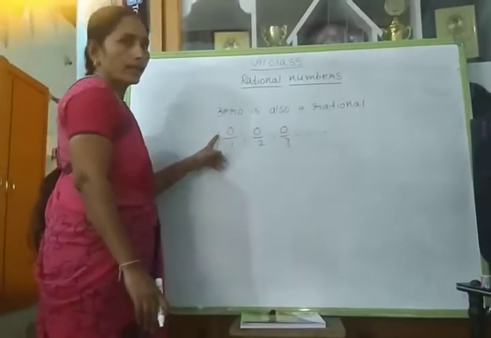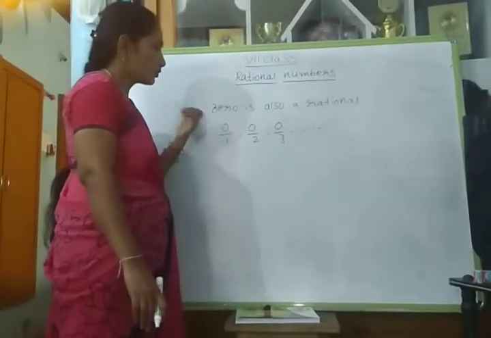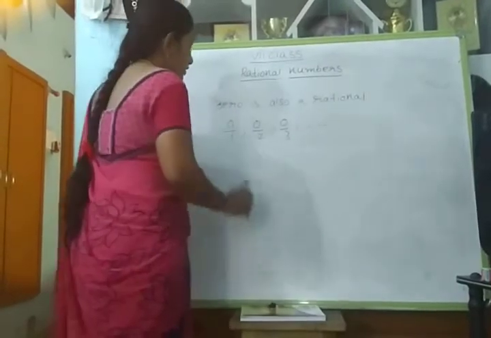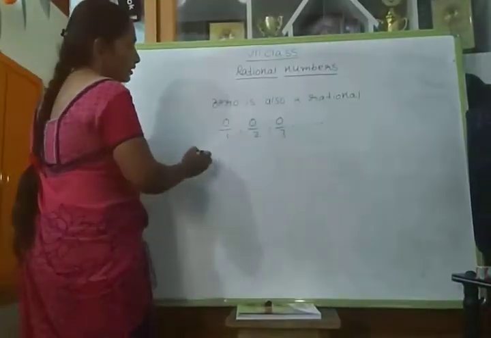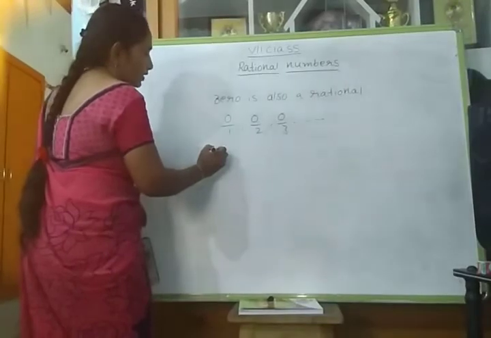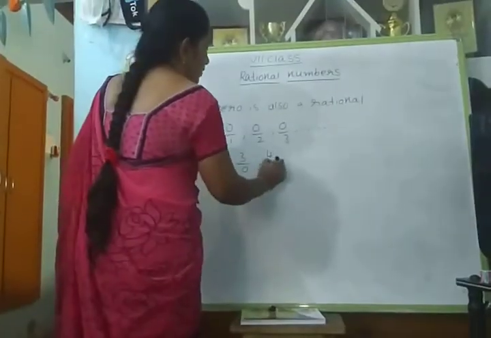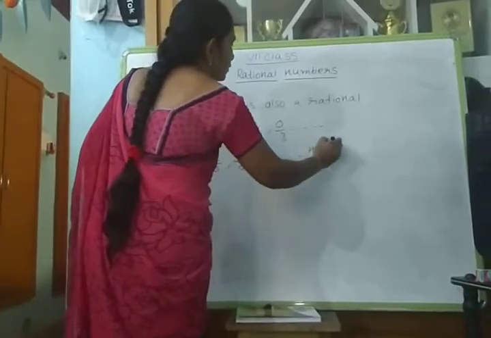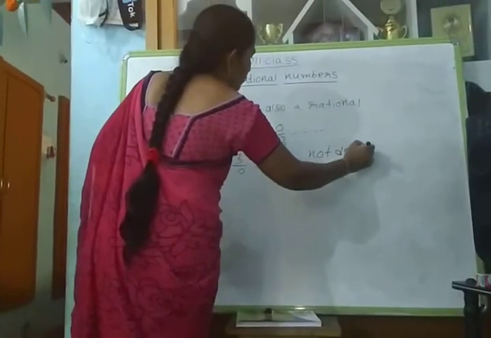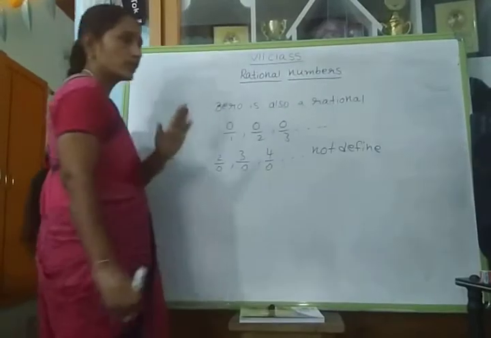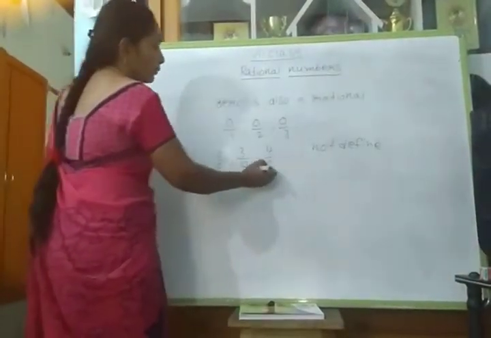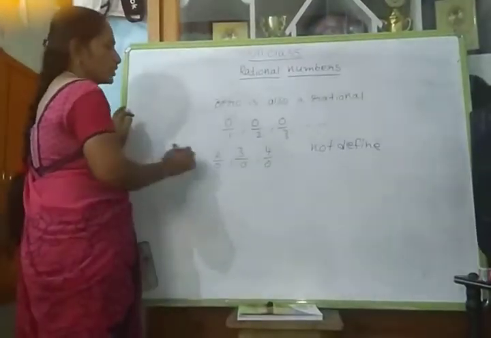In this, we can write 0 like this: 0 by 1 is nothing but 0, 0 by 2. But any number divided by 0, division by 0, is not defined. For example, 2 by 0, 3 by 0, 4 by 0 are not defined. That's why in the definition we said Q is not equal to 0. Q should not be 0, then only it is called a rational number.